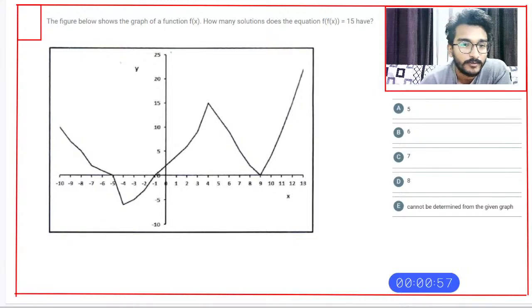You do not have to solve. You have to just think. How can you say that the value equals 15? What particular value of x is there? How many values of x are there? Think.